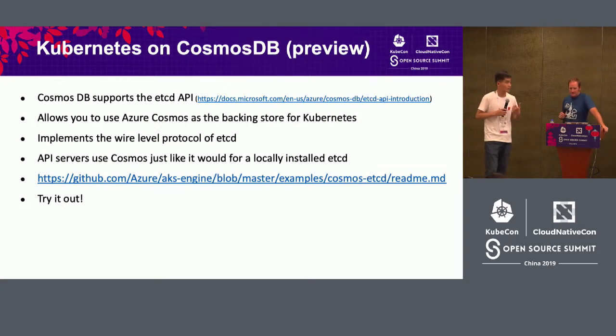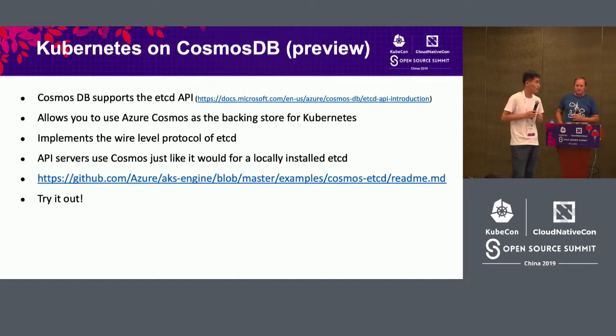Yeah, and the next is about running your Kubernetes with CosmosDB. CosmosDB is a globally distributed database on Azure, and it now supports a preview feature. It provides the etcd API, so you can use CosmosDB as the storage backend of your Kubernetes cluster. If you set up your Kubernetes cluster on Azure, you can configure and use CosmosDB just like an etcd cluster installed on your local machine.